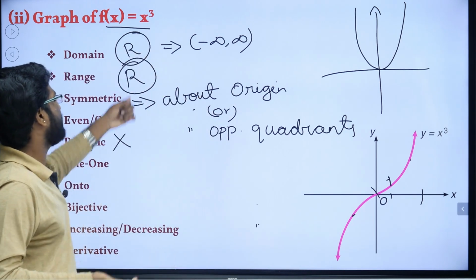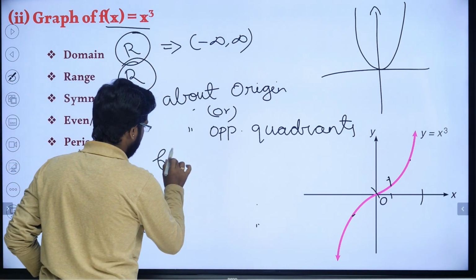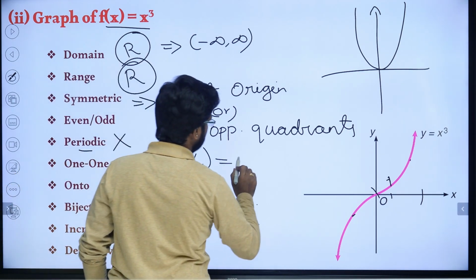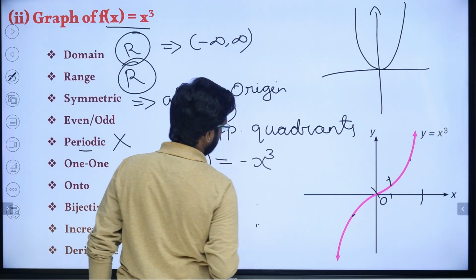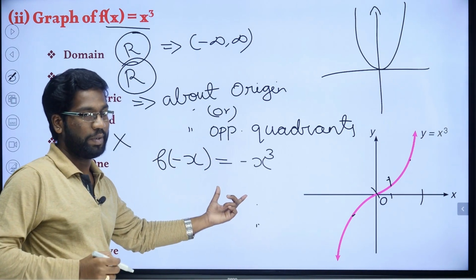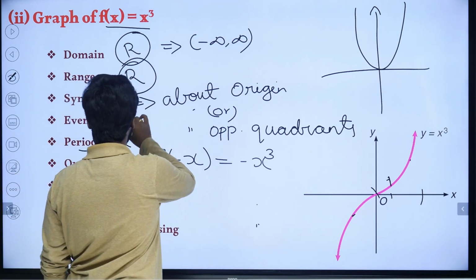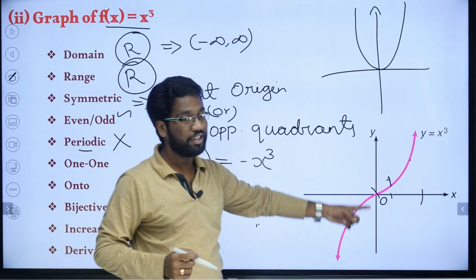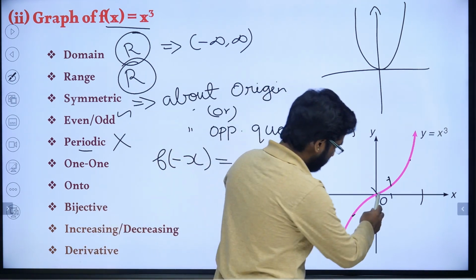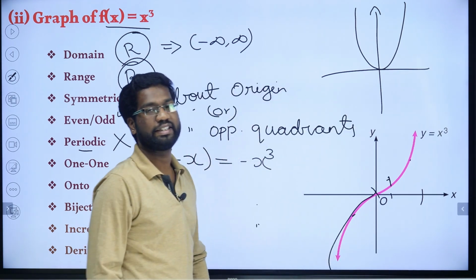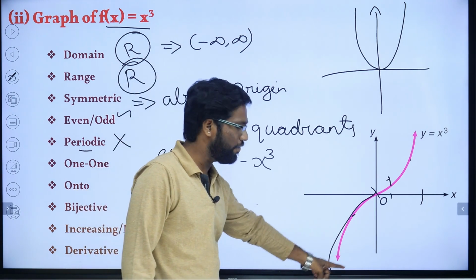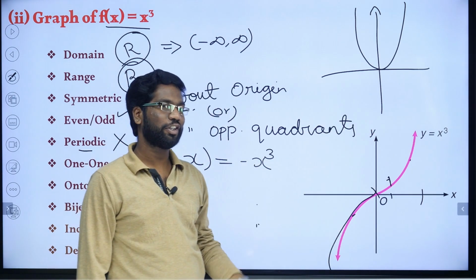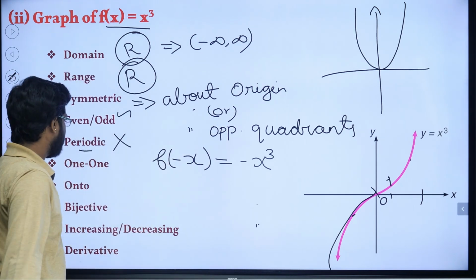So here I have the x cube function, my dear students. So f of minus x is equal to what? Minus x cube. Again I am getting minus, so it is odd. It is not an even function. From the graph also we can say, as I said, if the graph covers the negative quadrants, then we can say it is an odd function. So it is the odd function, my dear students.